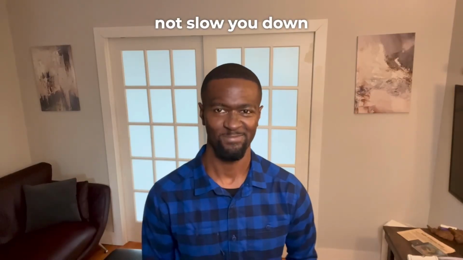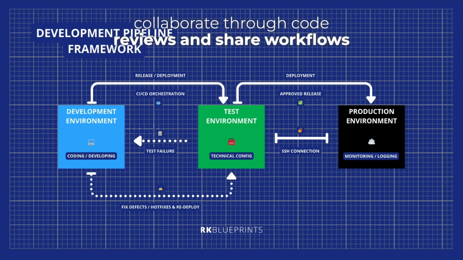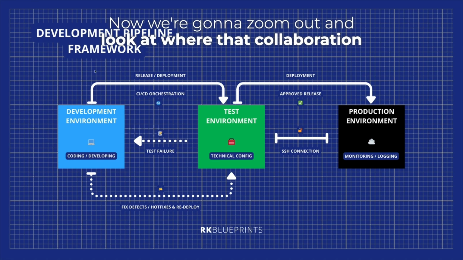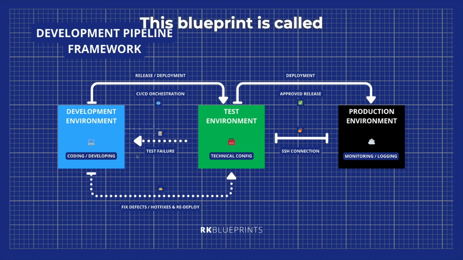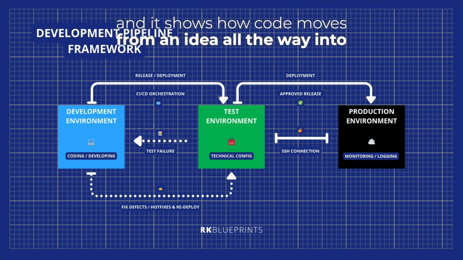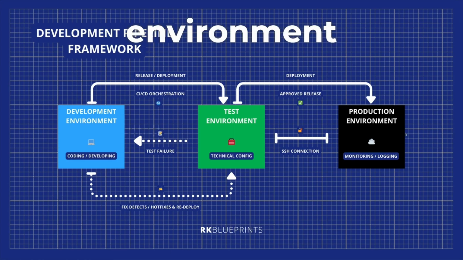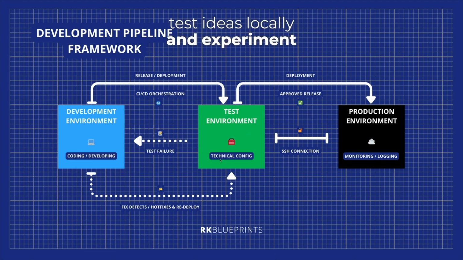All right. In the last episode, we talked a lot about how teams collaborate through code reviews and share workflows. Now we're going to zoom out and look at where that collaboration actually lives, inside the development pipeline. This blueprint is called the Development Pipeline Framework, and it shows how code moves from an idea all the way into production. We start on the left with the development environment. This is where developers write code, test ideas locally, and experiment.